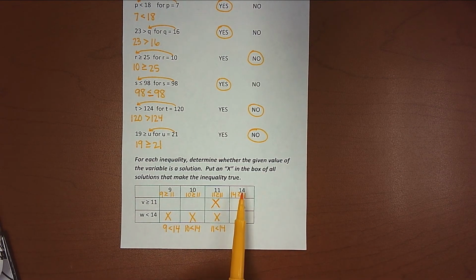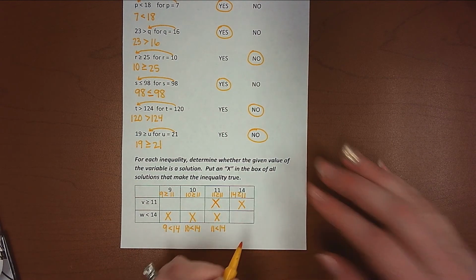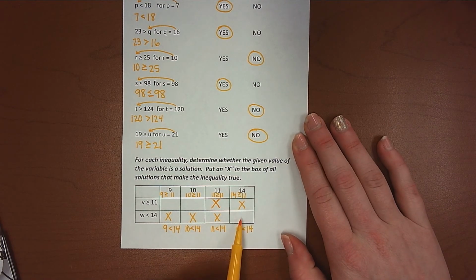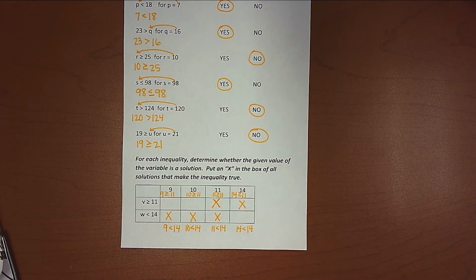And then the very last one here, 14. Is 14 less than 14? 14 is equal to 14. It is not less than 14. So because this is not a true statement, 14 is not less than 14, we're going to leave this one blank because it is not a solution and does not make that inequality true.